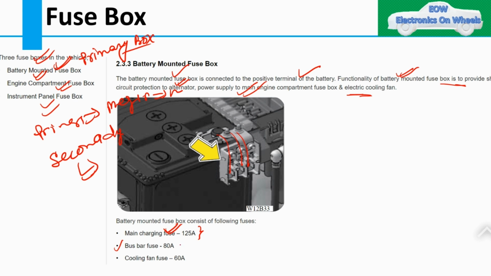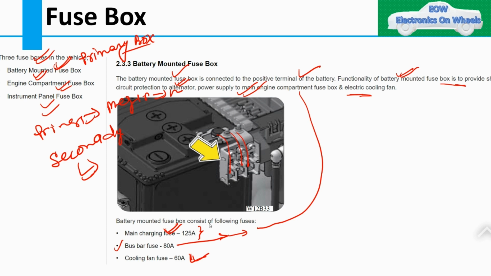Then the bus bar fuse, which is the fuse that connects to our main engine compartment box, from where power will be distributed to the whole vehicle. Then the cooling fan fuse, which has a high current rating, so that's why it is given here itself. So these are the fuses on the primary.